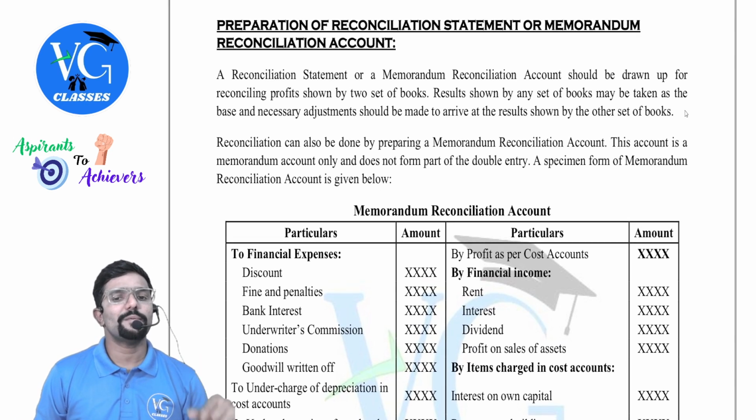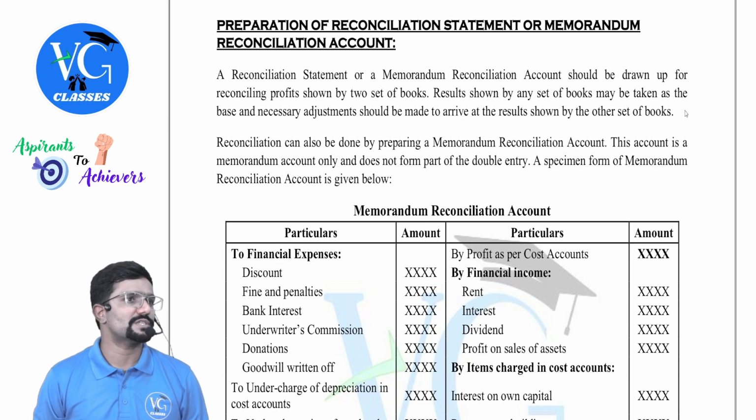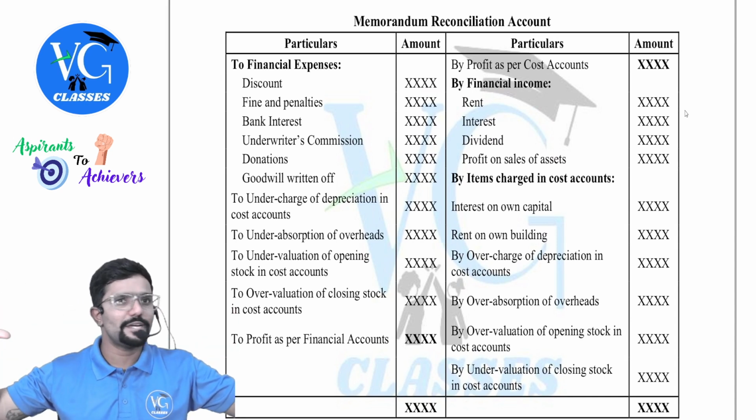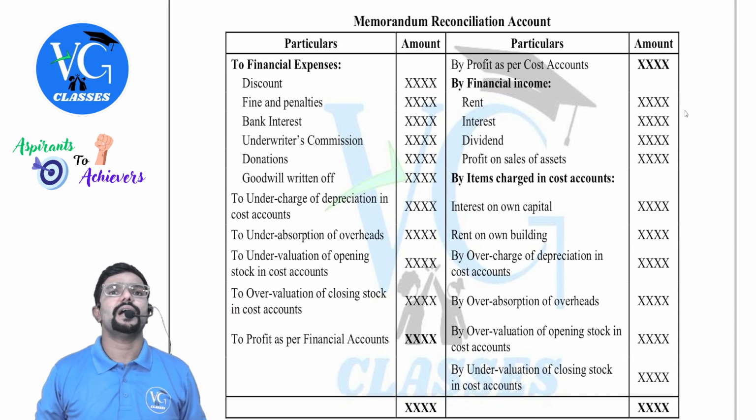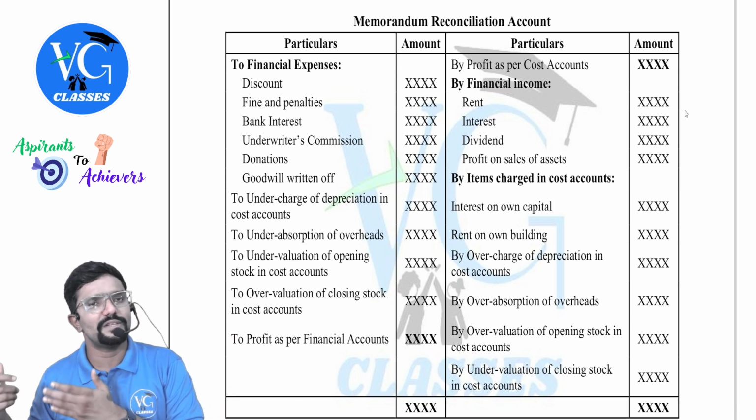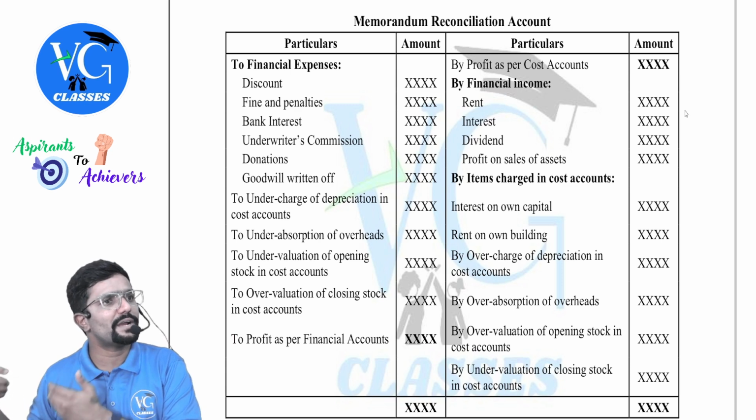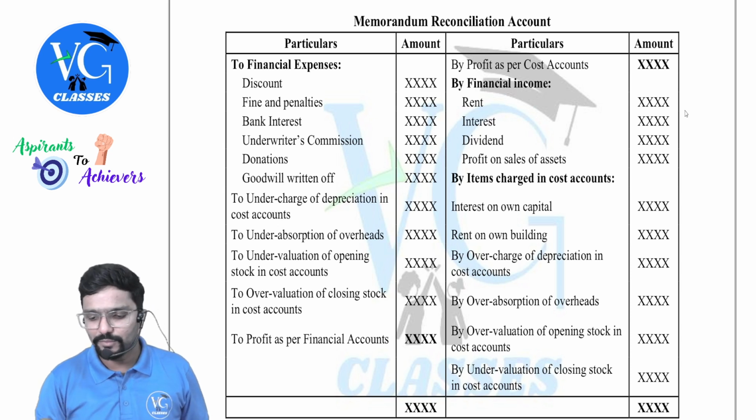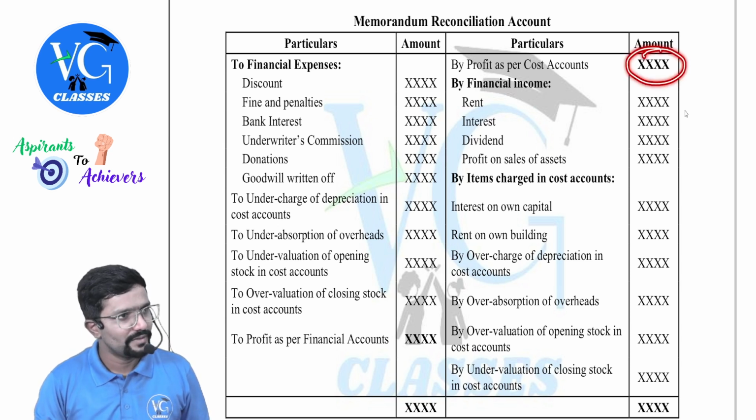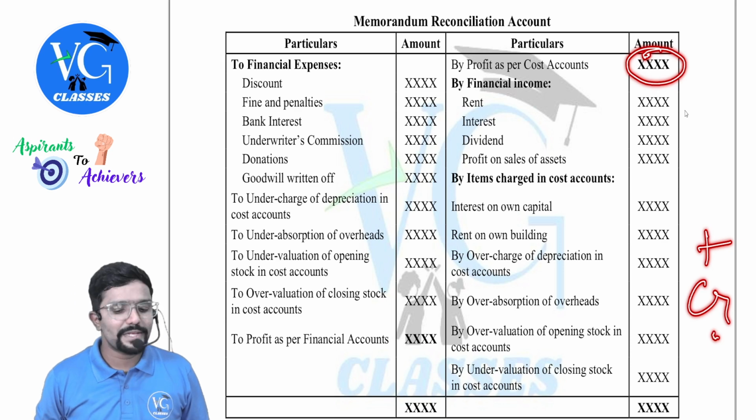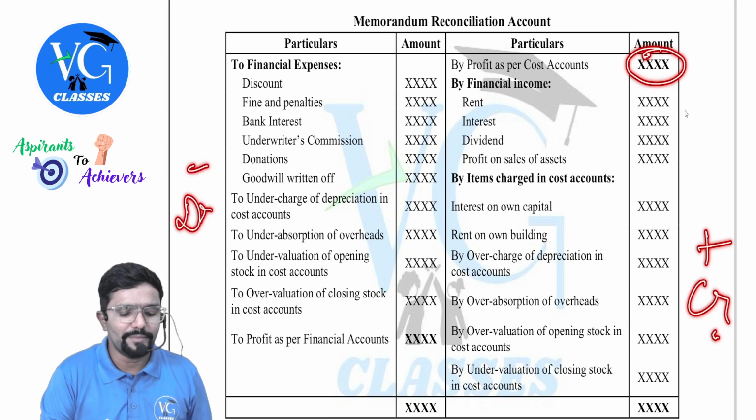Now coming to, sir, what about the memorandum reconciliation account? Guys, simple here. Whatever we do there as a statement, here we are doing it as an account. But here don't follow the double entry system and all. Just decide what to take on the credit side and what to take on the debit side. Now assume you are starting with costing profit. You analyze each and every item. Whatever has to be added, bring it on the credit side. Whatever has to be deducted, bring it on the debit side.